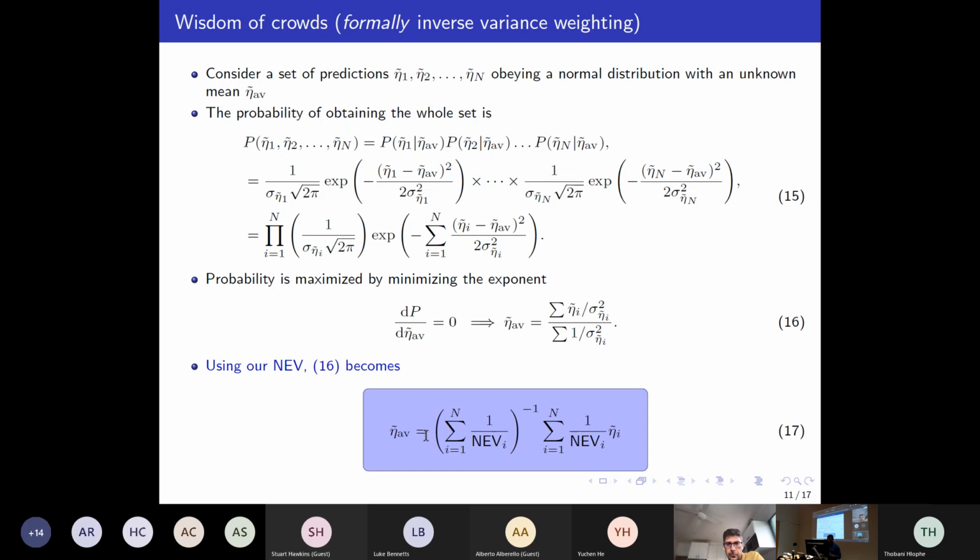So we get the average prediction described by this summation, which involves the variances of each of the predictions. But we have already calculated the variances, which is our nav in the slides before. So the main result is now this: we weight each of the predictions based on the corresponding non-dimensional estimated variance.